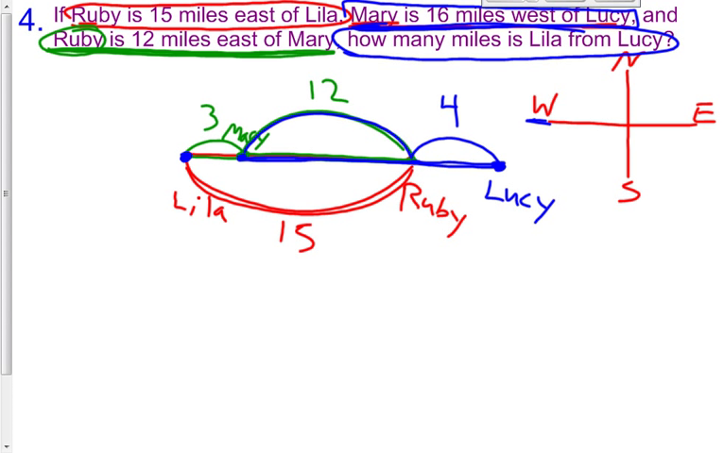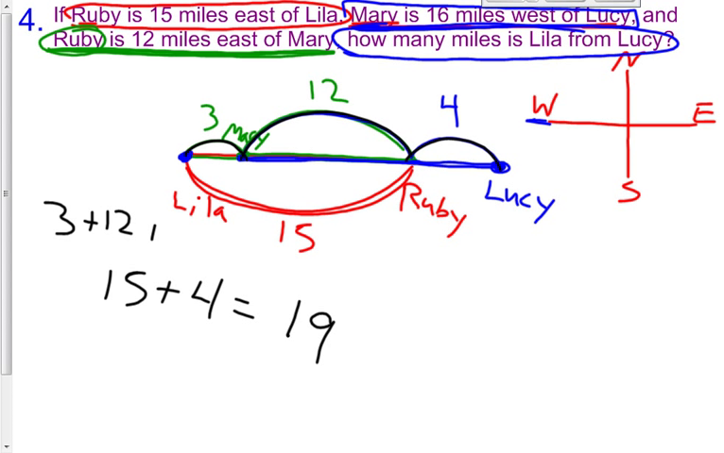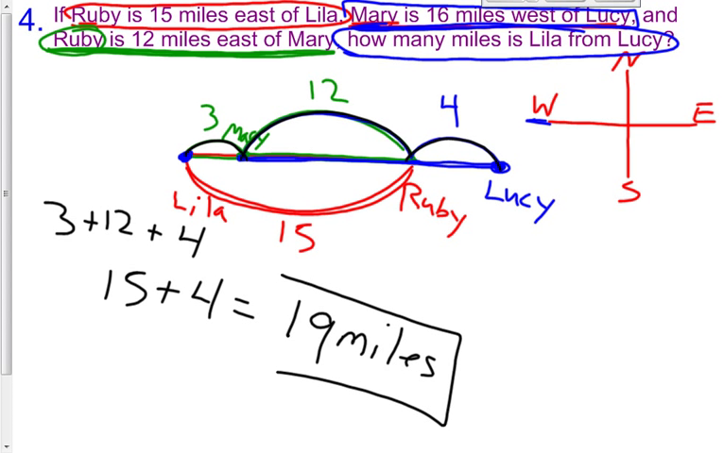Lila being right here, Lucy being right here. So how far is it? 3 plus 12 plus 4. 3 and 12 make 15, and 15 and 4 make 19. I suppose I should have shown my work. 3 plus 12 plus 4. We have 19 miles to get from Lila to Lucy.